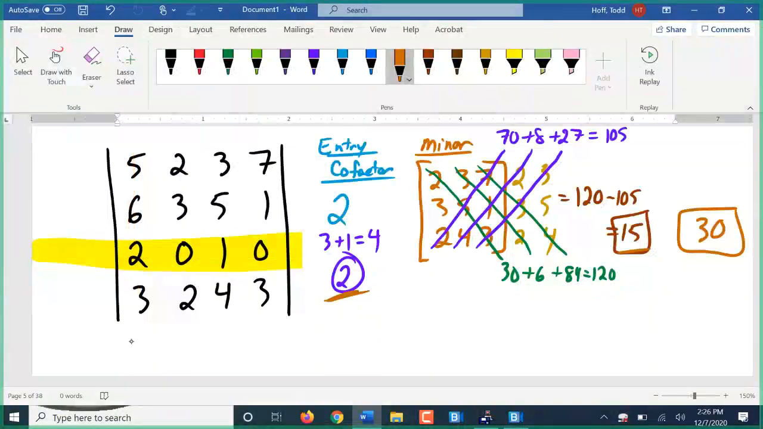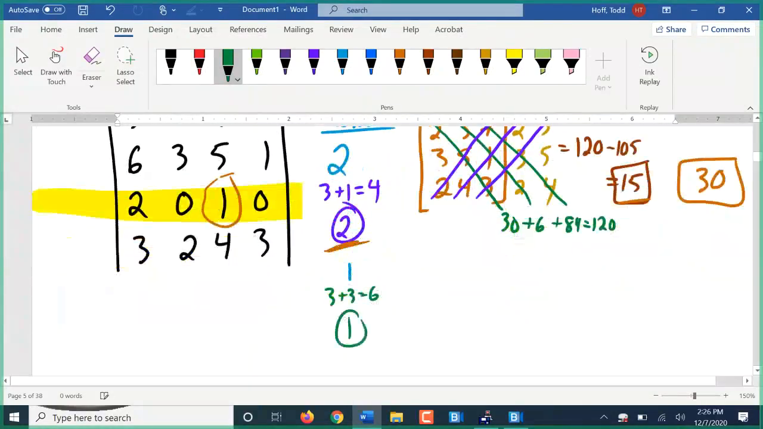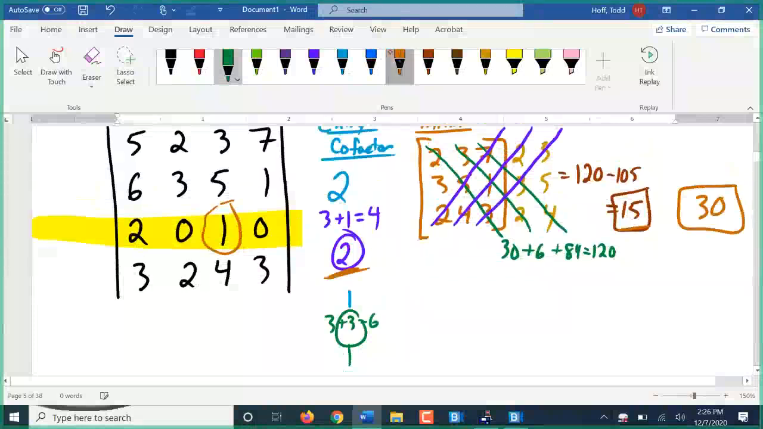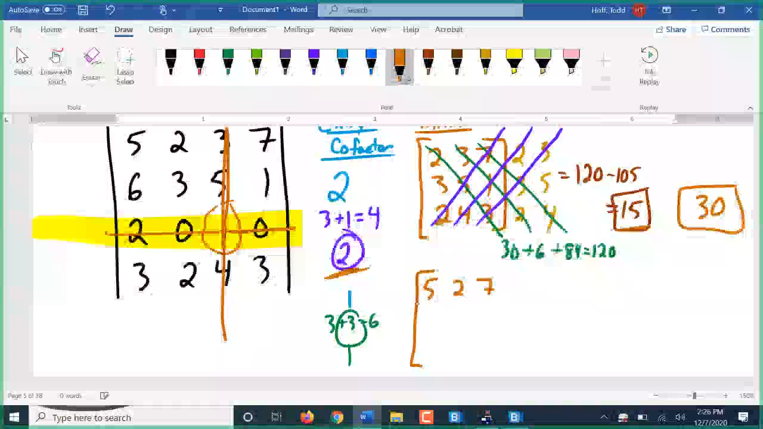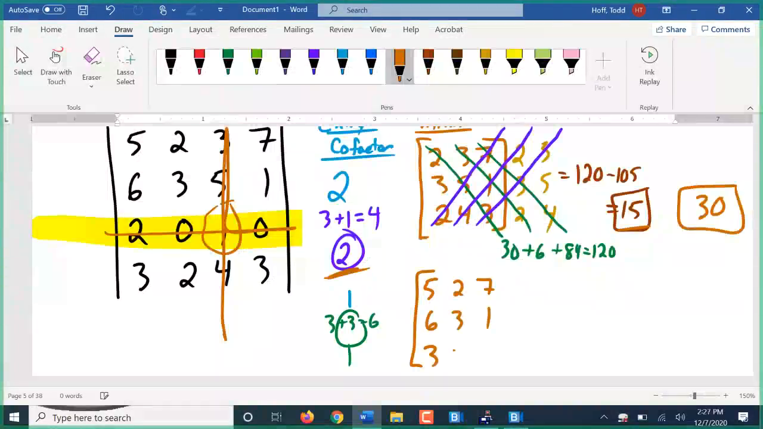Now, we don't need to expand around that 0 because it's just going to give us a 0. So we'll do this 1. That's an entry of 1. It is in row 3, column 3, which adds up to 6, which means our cofactor is just the 1. We cross out its row and column to get a minor: 5, 2, 7, 6, 3, 1, 3, 2, 3. And we will do that determinant.